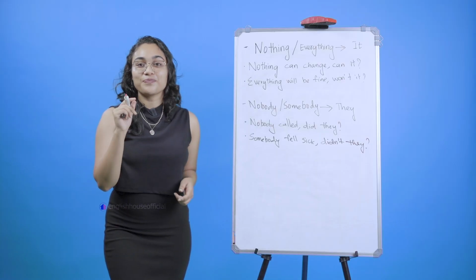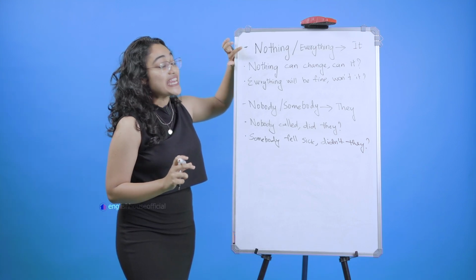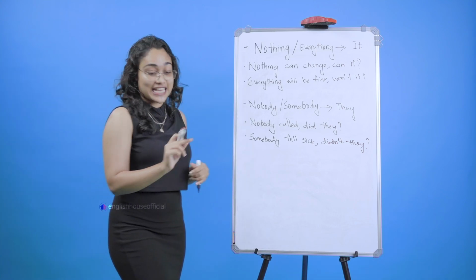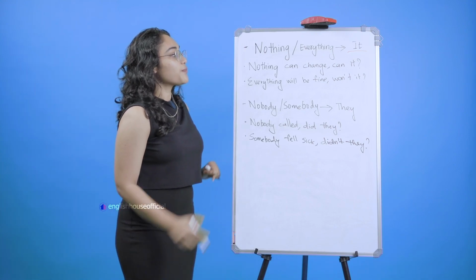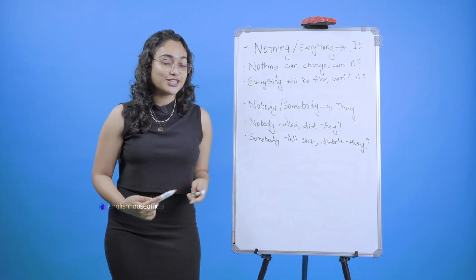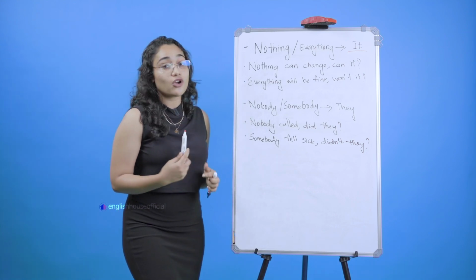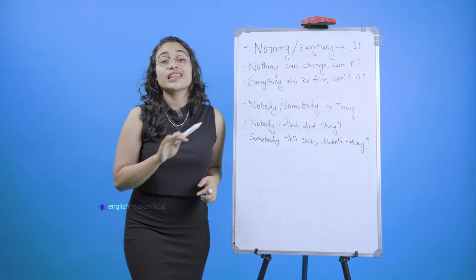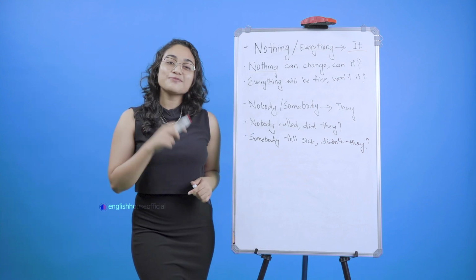All right, so the next one is whenever the subject of the sentence is going to be nothing or everything, the pronoun to be used is it. All right, so take a look at this example. Nothing can change, can it? If you're wondering as to why it's not can't it, it is because nothing already is in the negative form. Let's move on to the next one.